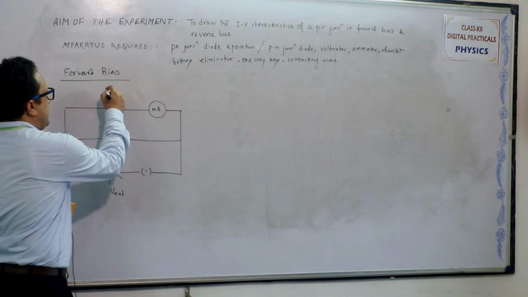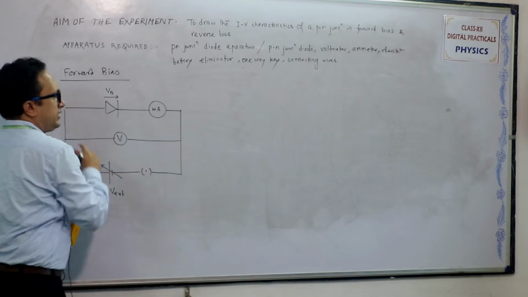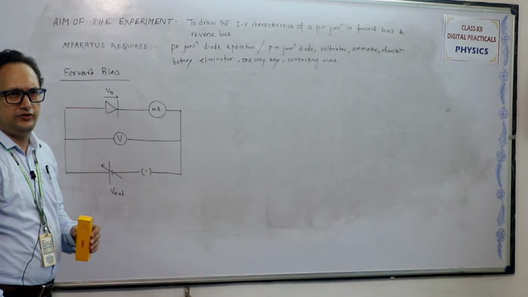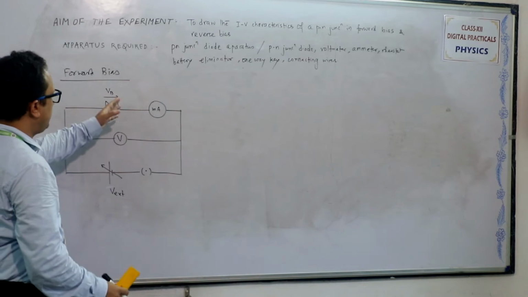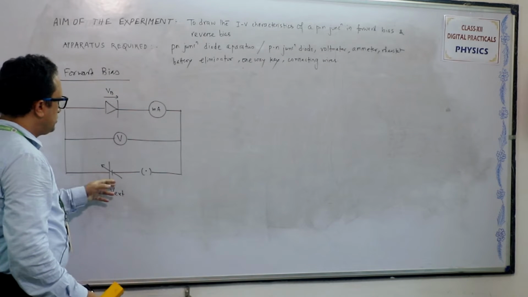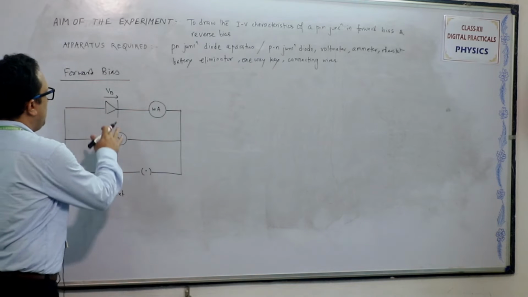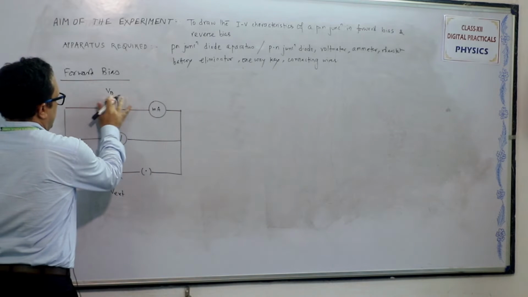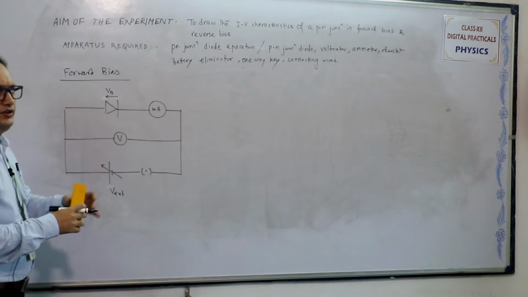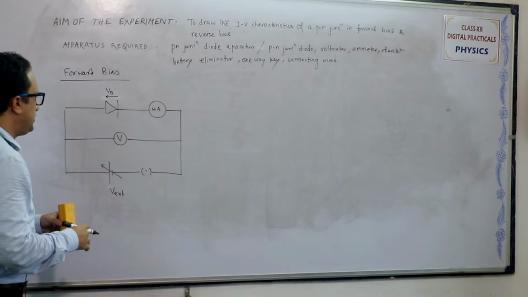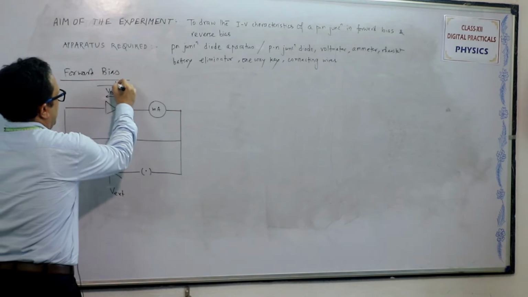See, already there is a barrier potential directed from P side to N side. There is an electric field which is directed from P side to N side. So there is a barrier potential. So, the other way around, N is at a higher potential, P is at a lower potential. So now I apply an external potential.